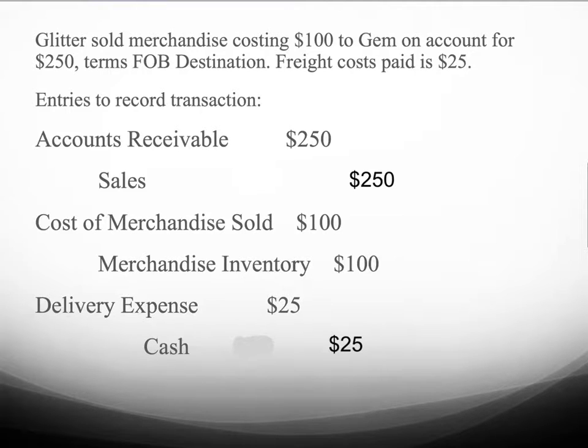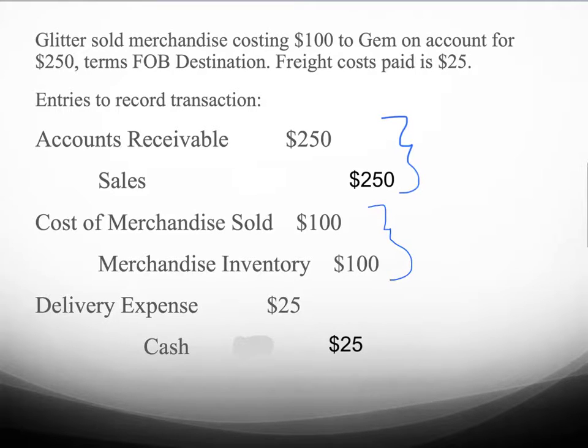Glitter sold merchandise. When we sell something, of course, now we're talking about sales. And so here we have our transaction to record the sale. We debit accounts receivable $250 and credit sales $250. Remember, under perpetual inventory system, when we sell something, we have the second piece of our inventory recording. So here we have cost of merchandise sold $100 and merchandise inventory $100.